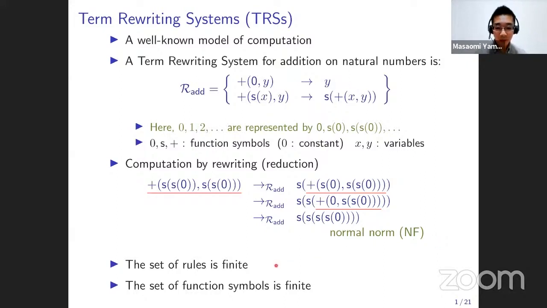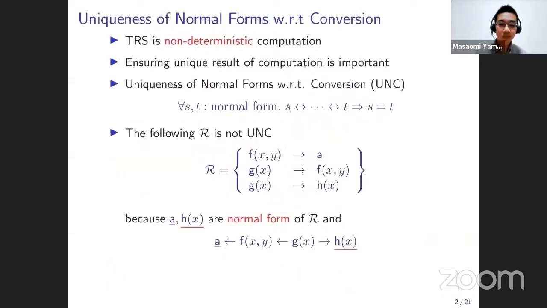I assume here the set of rules is finite and the set of function symbols is finite. The feature of TRS is non-deterministic computation. So ensuring the unique result of the computation is a very important topic for TRS. One of the properties that ensure unique results is uniqueness of normal forms with regard to conversion, UNC. The definition of UNC is: for normal forms s, t, if s and t can be connected by using rewriting rules from left to right or right to left, then s and t are the same term.